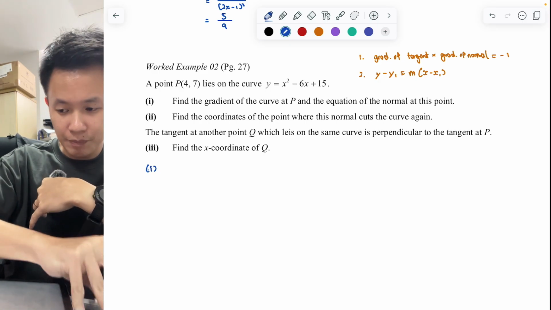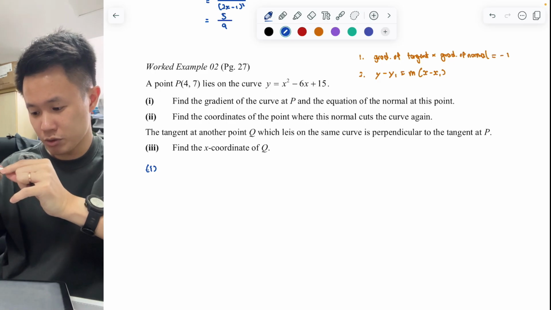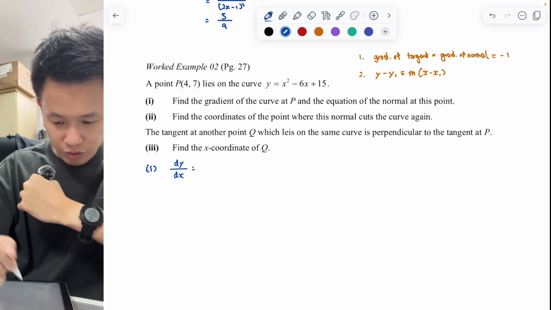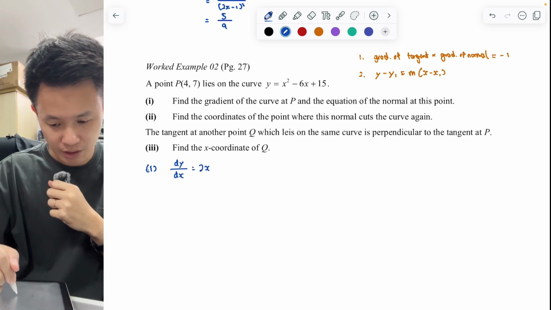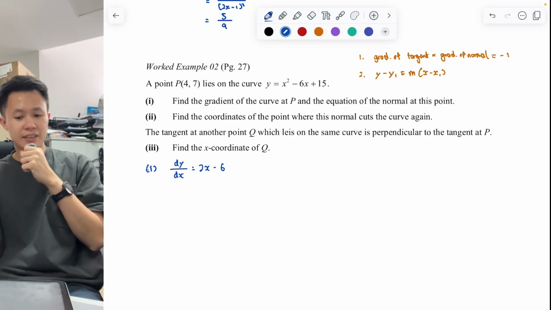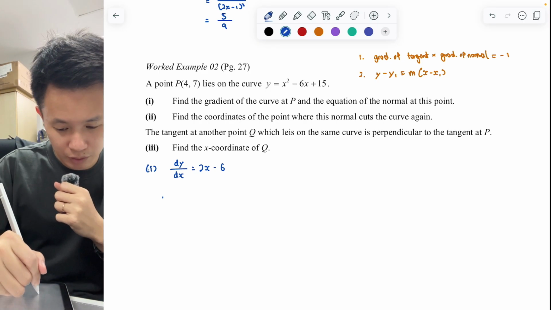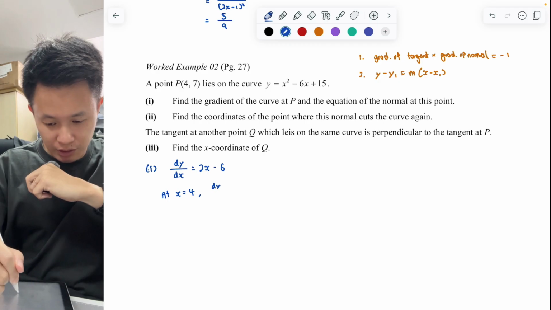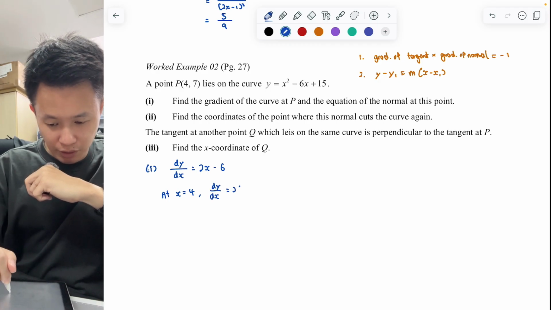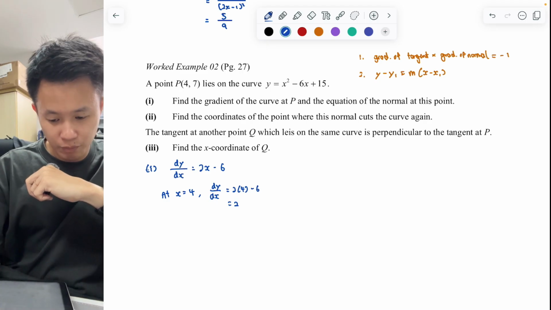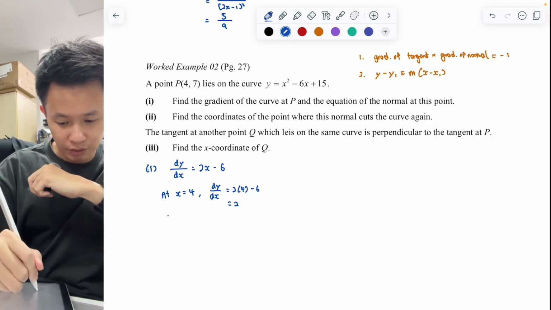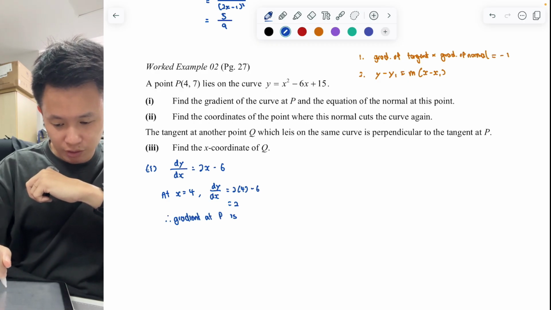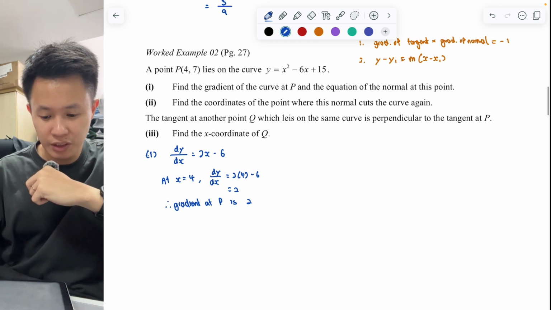If I differentiate the curve, dy/dx equals 2x minus 6. How do we find the exact gradient of the curve at P? We take the x coordinate, which is x equals 4, so dy/dx equals 2 times 4 minus 6, which is 2. Therefore, the gradient at P is 2. From here we can find the equation of the normal.